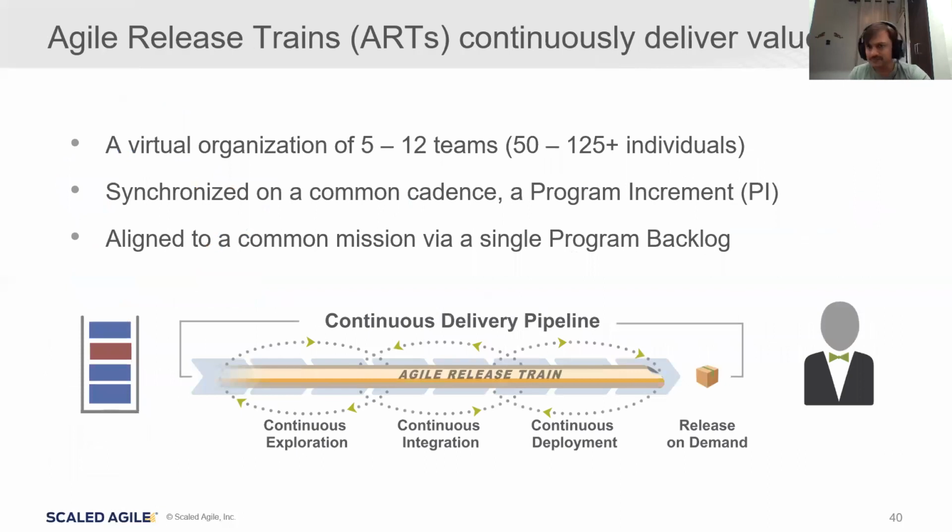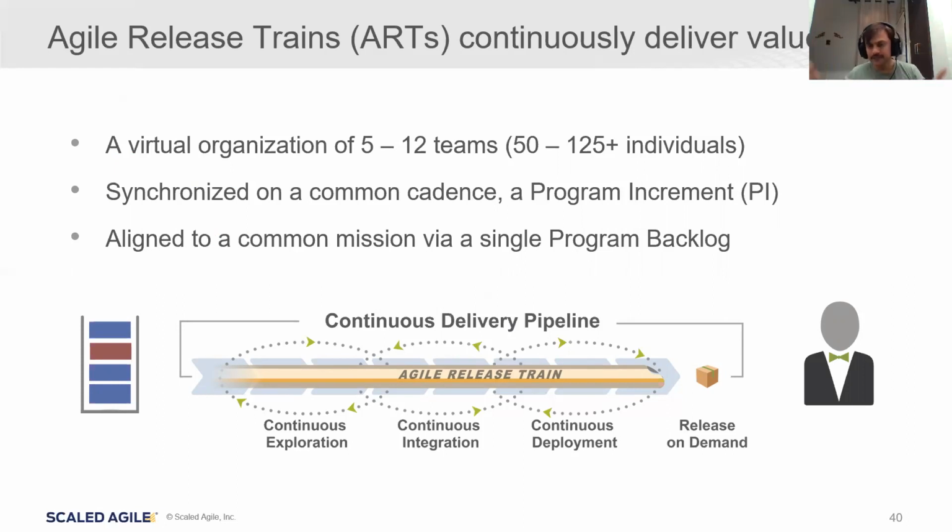Now, the agile release train, we spoke about it. So a little more specific, detailed thing. It's a virtual organization of 5 to 12 teams, maximum say 125-ish people. They are synchronized for common cadence and program increments. What does it mean? All these teams have the same iteration start and iteration end dates. They have common planning meetings where they plan together on a PI boundary. A PI boundary you can think of as a one time box, which is usually 8 to 12 weeks.